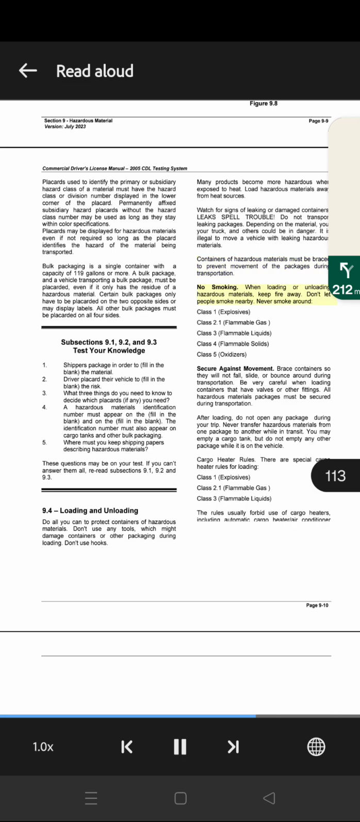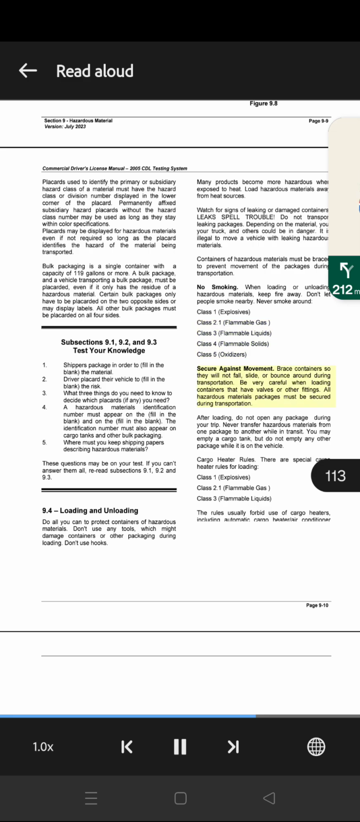No smoking. When loading or unloading hazardous materials, keep fire away. Don't let people smoke nearby. Never smoke around Class 1 Explosives, Class 2.1 Flammable gas, Class 3 Flammable liquids, Class 4 Flammable solids, Class 5 Oxidizers.